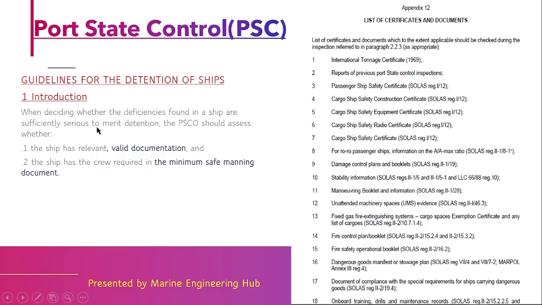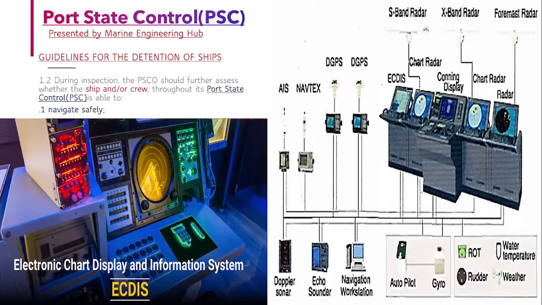So the first deficiency is the valid documentation. If important documentation such as the tonnage certificate, cargo safety equipment certificate, radio certificate, safety certificate, or stability information, and the other important documents are not present on board, in that case your ship may be detained. If your ship has the minimum safe manning document missing or not present on board, or they are not following the minimum safe manning document, in that case your ship will be detained.